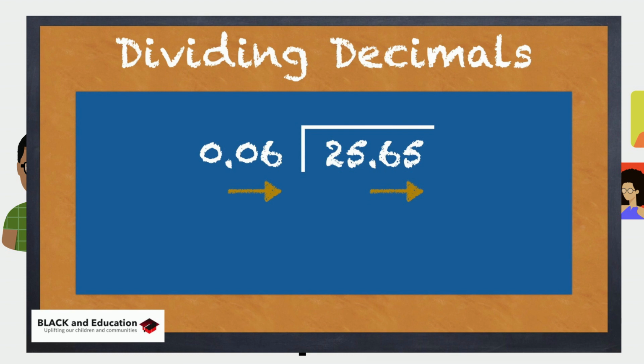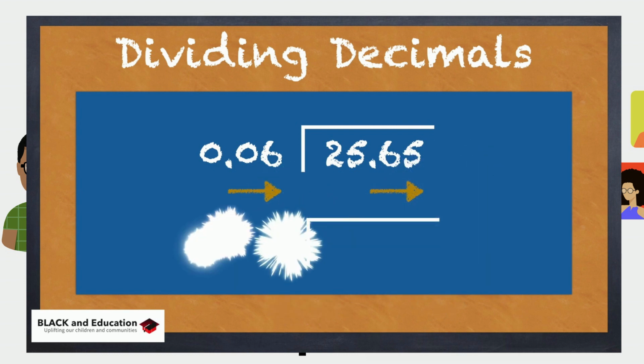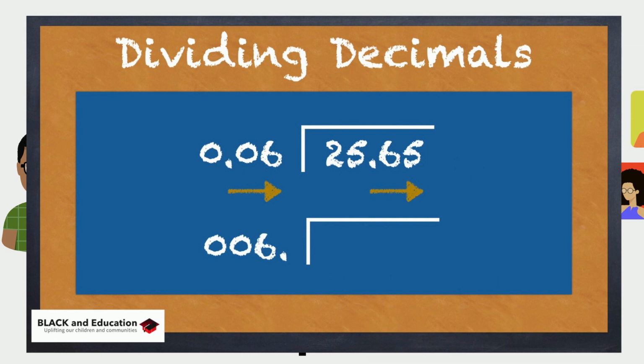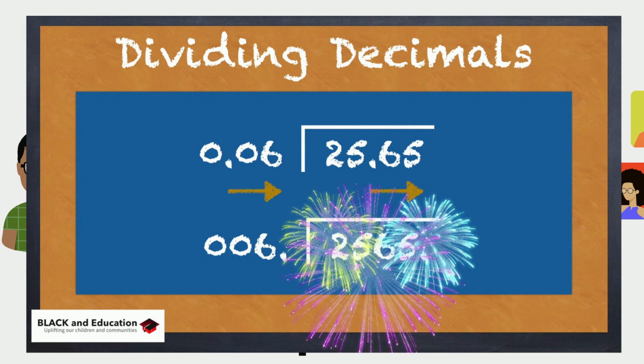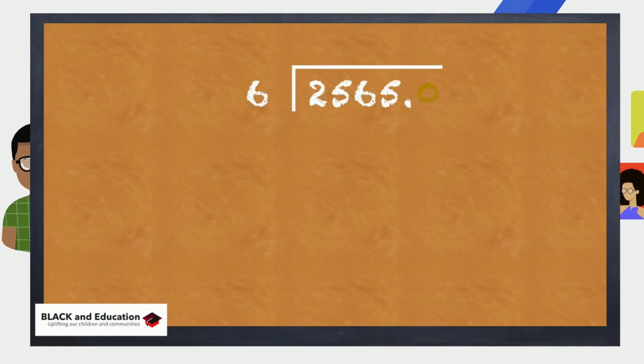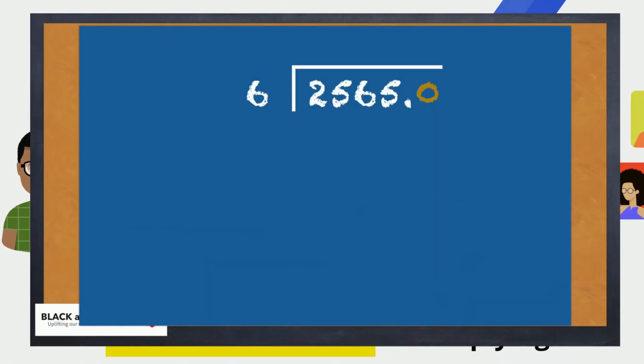And what that gives me when I move my decimal points over is a problem where I have 6, right? I've moved that point over 2 spaces. That's going to make my problem look like 2565.0, because I'm going to have that 0 that'll help me, divided by 6. That's essentially what that gives me because I've moved my decimal place.